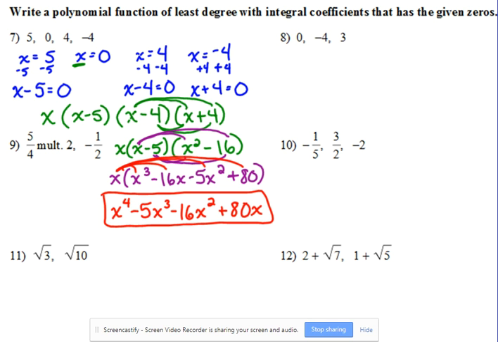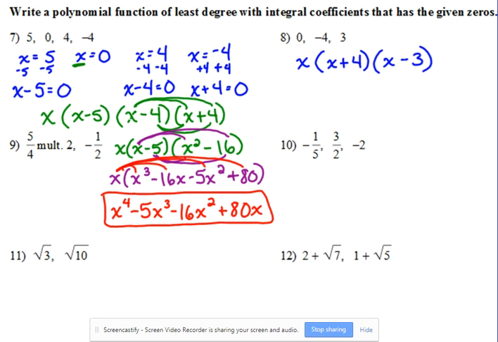All right, let's look at number 8. Okay, let's do another one like this. 0, negative 4, and 3. So if 0 is an answer, then we've got a factor of x. I told you that they change signs. So if negative 4 is a 0, then the factor is x plus 4. Kind of like, remember with synthetic division, okay, if we were dividing by x plus 4, we put negative 4 on the shelf. It's just going the other direction with it, okay? And if positive 3 is our 0, then x minus 3 is our factor.